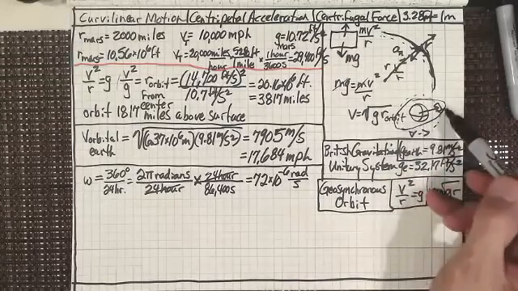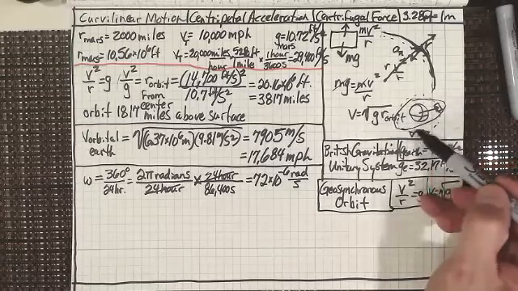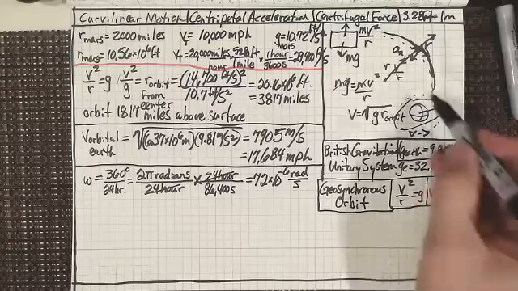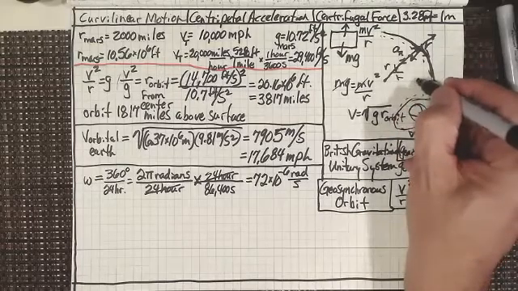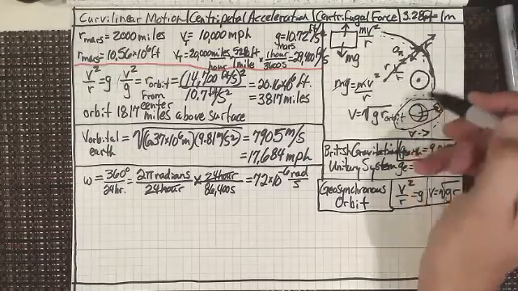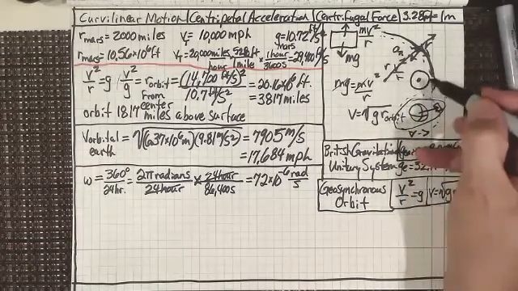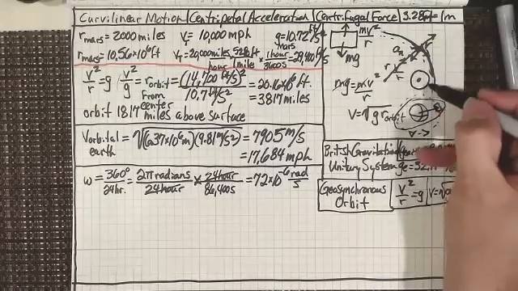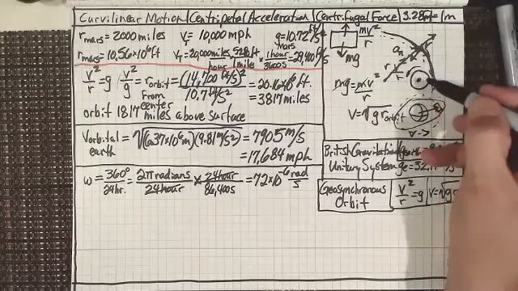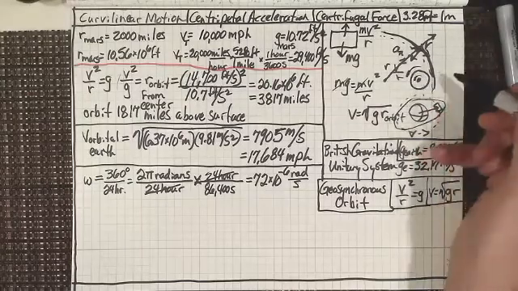It goes around, and so does the satellite, doesn't it? The satellite goes around. So, you know, if the Earth is here, the satellite is going around the Earth at the same angular velocity as the Earth is going around, right? So the same angular velocity as the Earth.